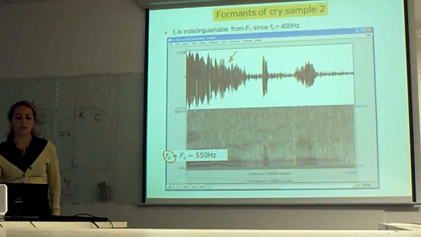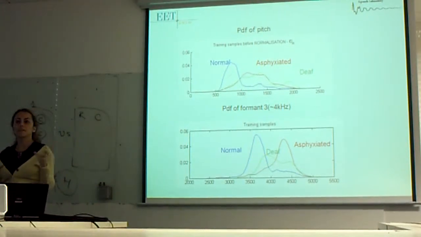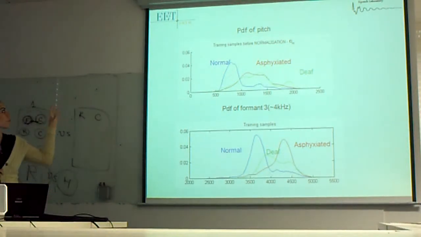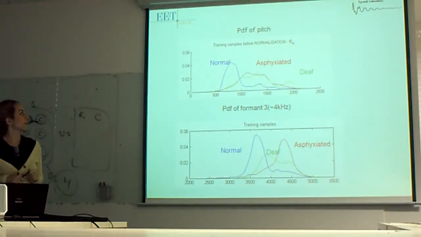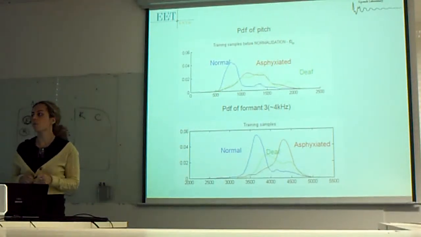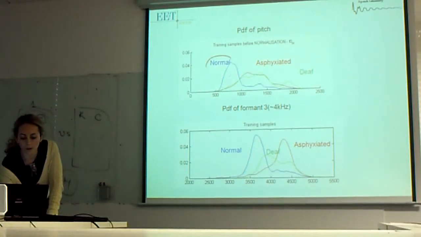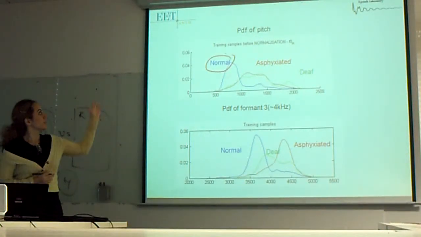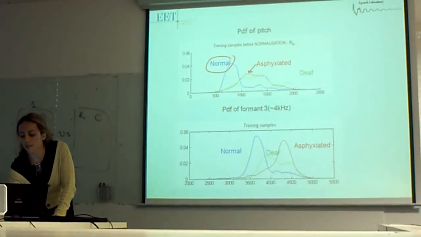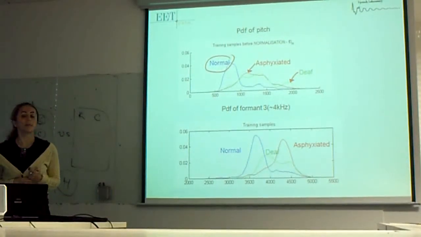So we have done a very, very preliminary result, because now we have a very small database and we are developing that database. I just want to show you how pitch and formants can distinguish different normal and pathological cries. So this is a normal cry. This is the PDF of the normal cry for pitch. This is for asphyxiated, and this is for the kids who are suffering from hearing impairments.